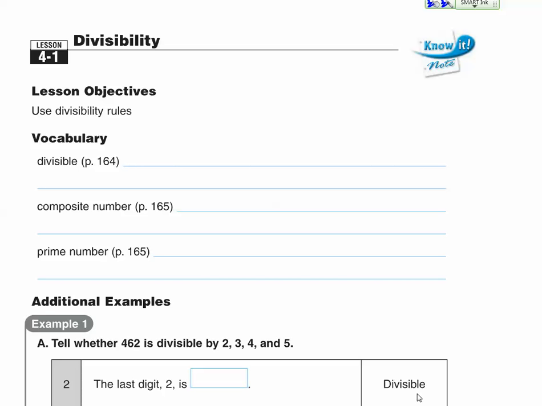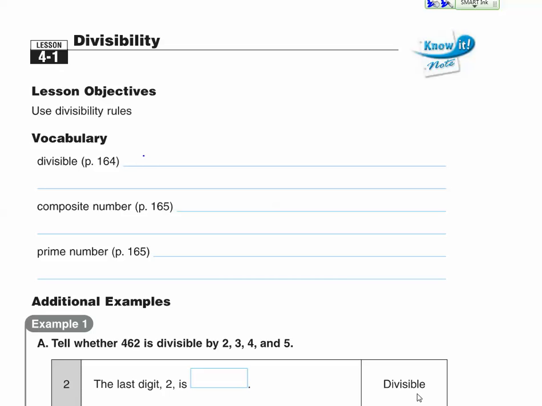So before we begin, make sure you have your notes in front of you and a writing utensil. And as I go through the vocabulary here, you may want to pause the video, that way you can get your definition down before moving on. Our first term, divisible, if you want to find it in your textbook, can be found on page 164.